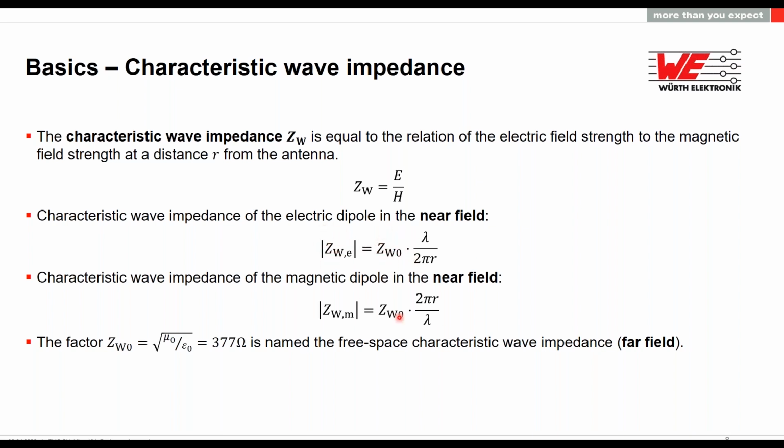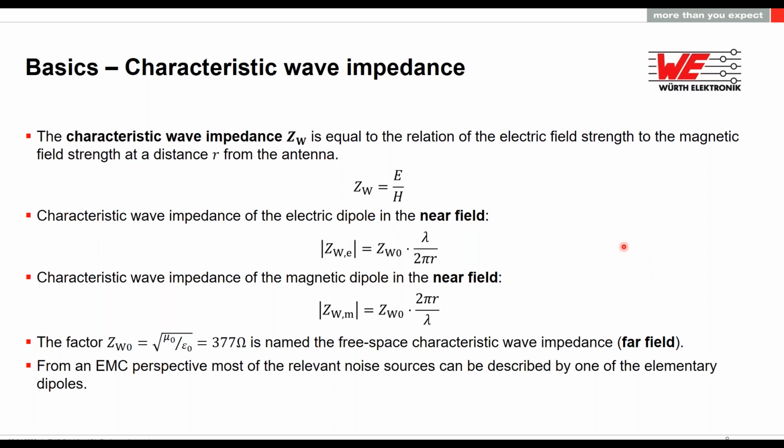This value here is a factor, a constant that is calculated like this. This is the free space characteristic wave impedance. It can be calculated with the permeability of the air and the permittivity of the air. That's why it's a constant. And the value is around 377 ohms. So in the far field, this is always the impedance of the wave. And in the near field, we can calculate it with these two equations.